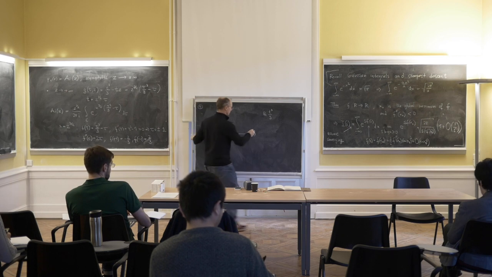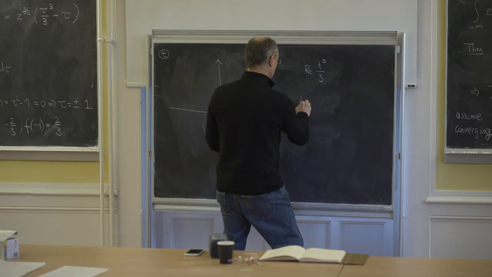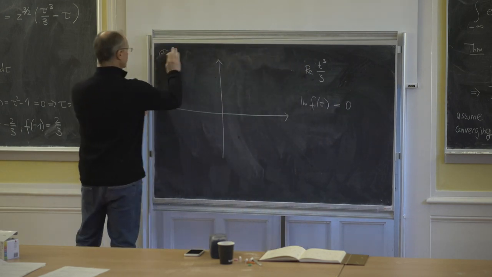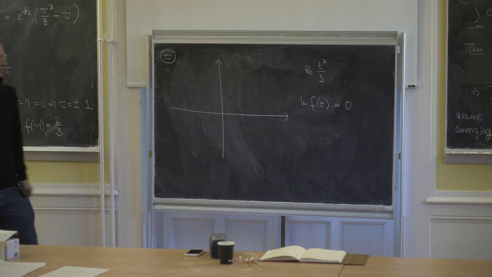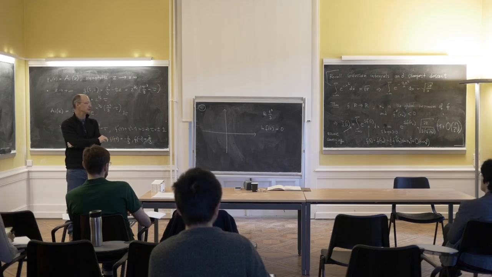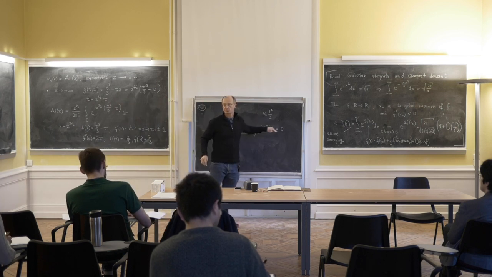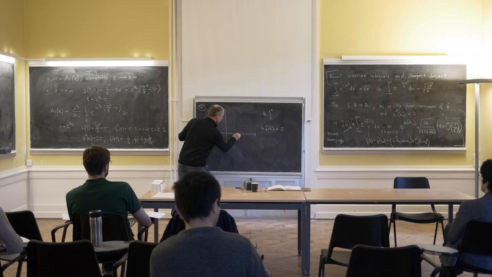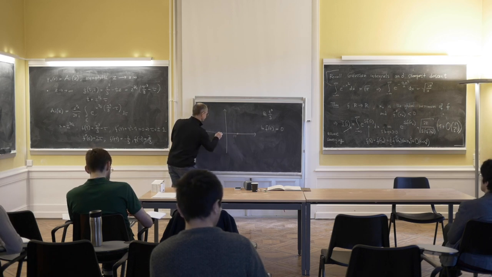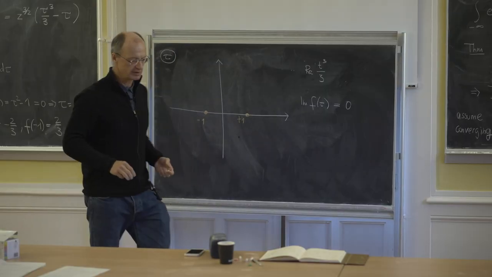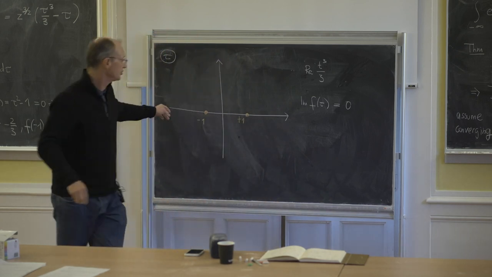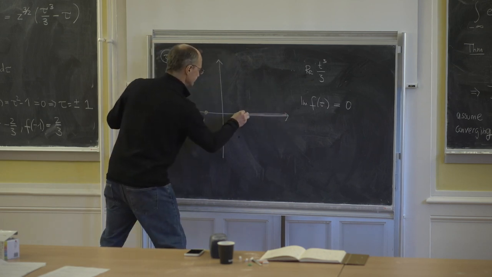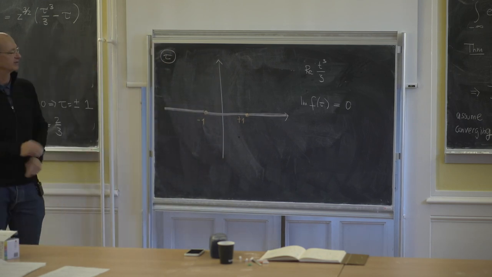Now let's do the following. Let's draw on the plane the places where the imaginary part of f of tau is equal to 0. Let me replace here tau by tau, and we would like to know where the imaginary part of this function vanishes. Well, first of all, let me mark those critical points. So this is plus 1, and this is minus 1. First of all, clearly on the real axis, our function is real. So the real axis is the place where the imaginary part vanishes.